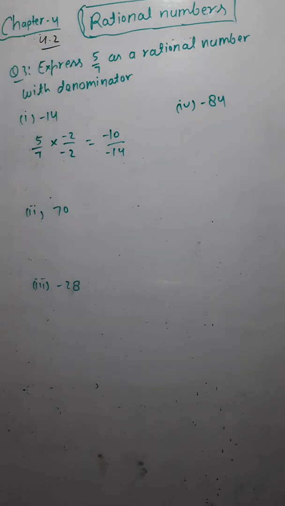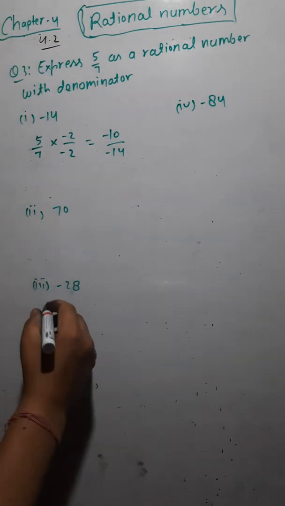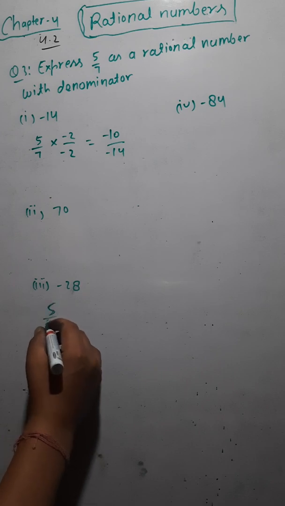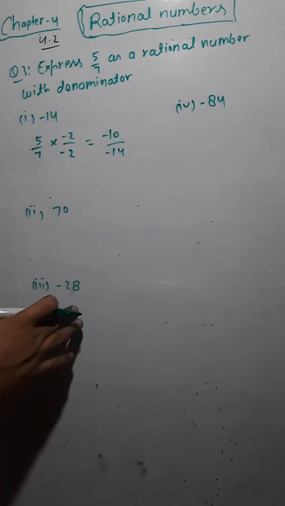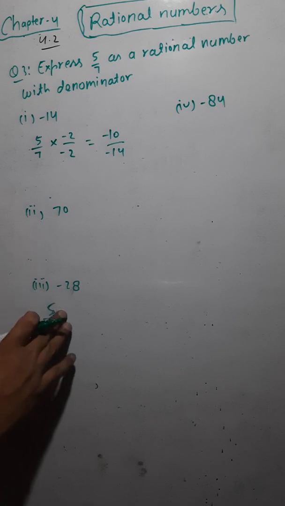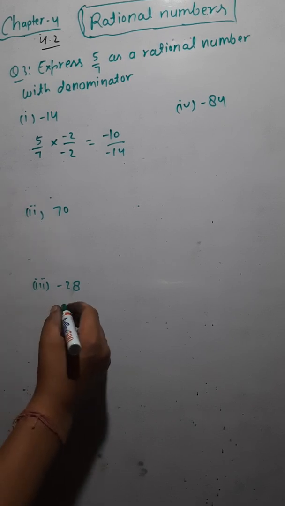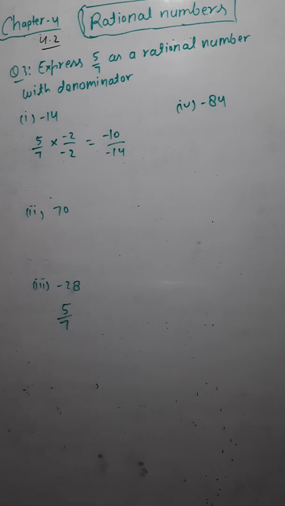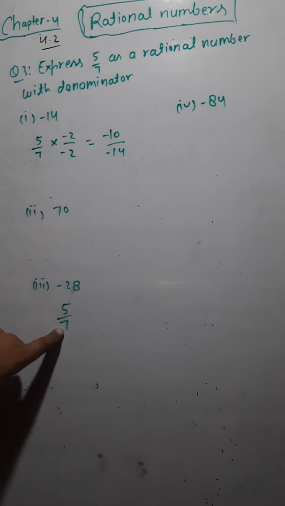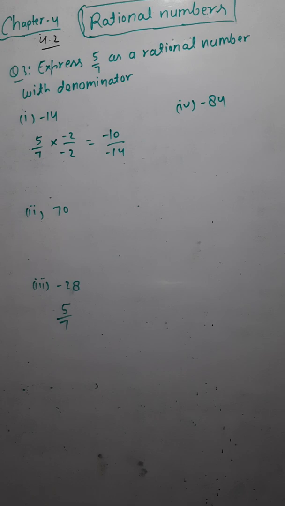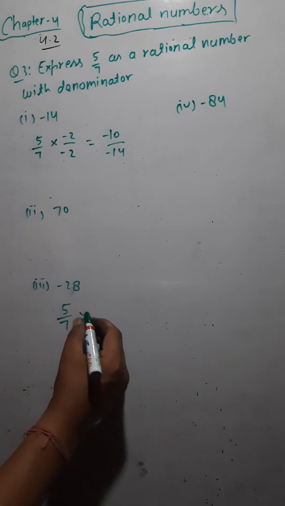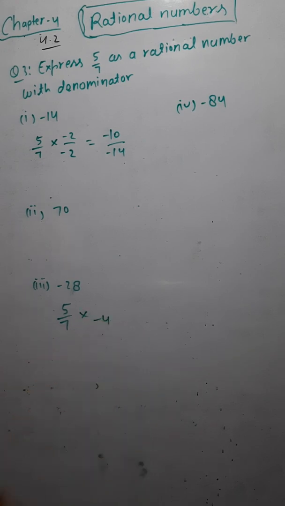How can it become minus 28? If you see 5 by 7, here you have to change the denominator into minus 28. Let me write it correctly, it is 5 by 7. So this denominator has to be converted into minus 28. It means we have to multiply it by how much? Minus 4. Yes or not? 7 4s are 28. Then minus will be there.